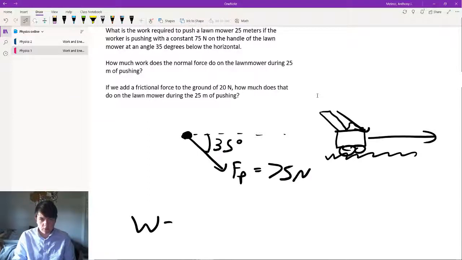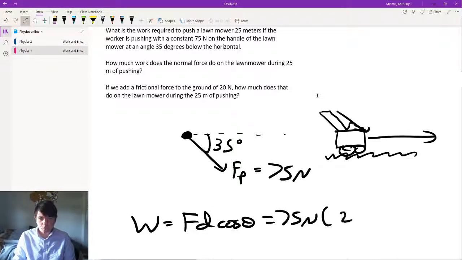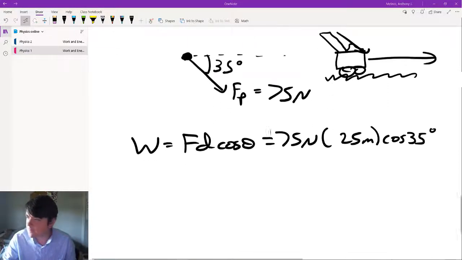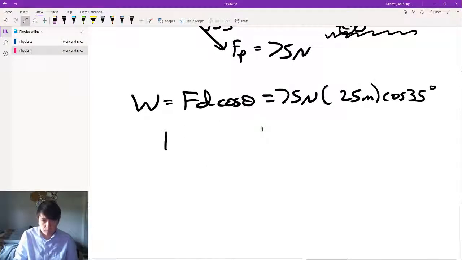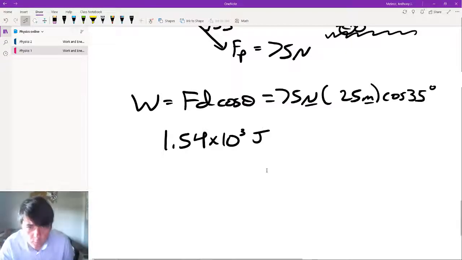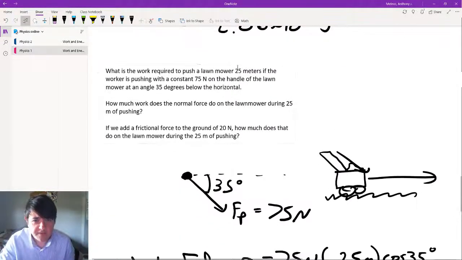So work will be F D cosine theta, 75 newtons, 25 meters, cosine 35 degrees. Okay. And when you do the math on this, this ends up being 1.54 times 10 to the 3 joules. And again, a joule is a Newton meter. Okay. So that's the first question.